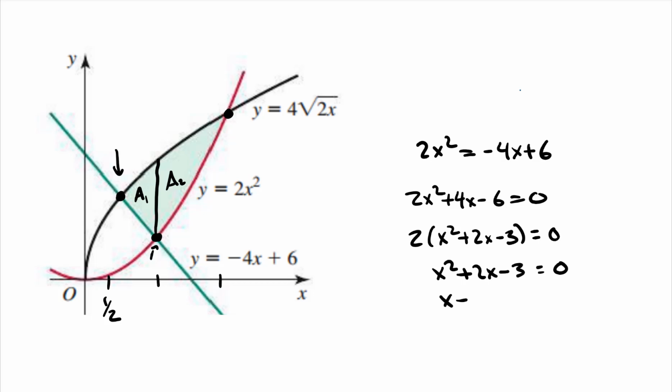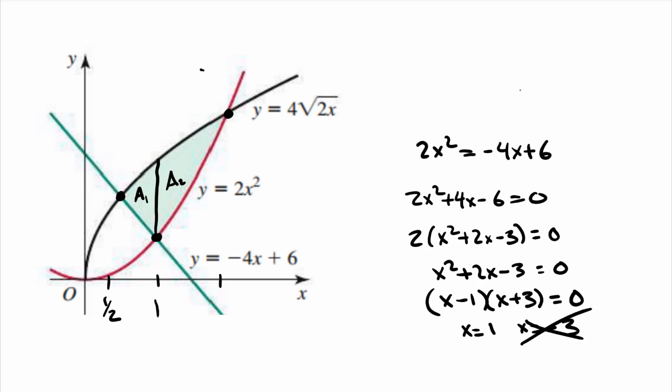And then we're going to end up with what? x minus 1, x plus 3, set equal to 0. Therefore, x equals 1 or x equals negative 3. But we're only looking in the first quadrant here, so everything's positive. That can't be the answer. So there we go. x is equal to 1.